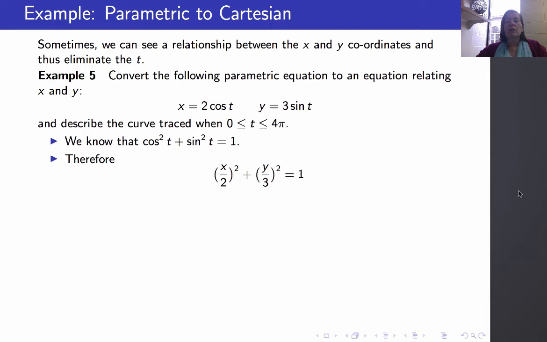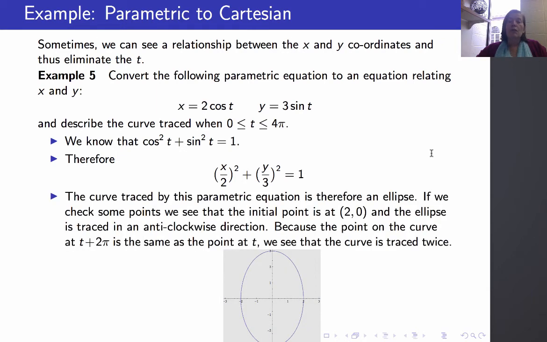So for any point on this curve, we must have (x over 2) squared plus (y over 3) squared equals 1. So in other words, the graph of the above parametric equation must coincide with at least part of this ellipse, x squared over 4 plus y squared over 9 equals 1. The curve traced out must be at least part of this ellipse, and if we check some points, if we check the point where t equals 0, we see that it's the point (2, 0) on the ellipse.